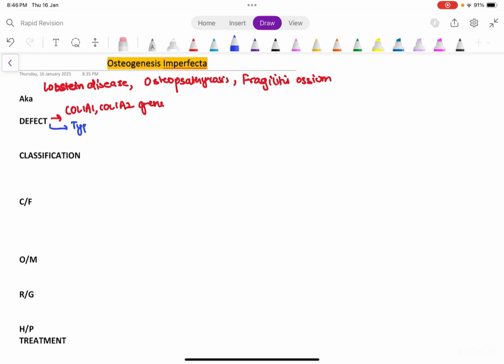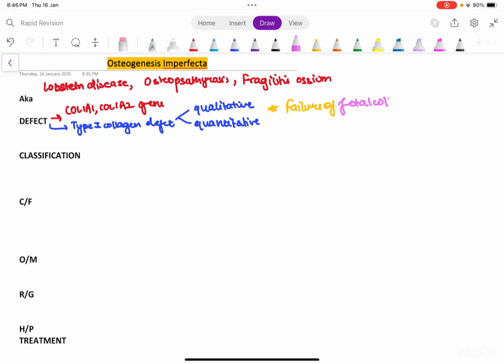All right, now it is a defect basically in the COL1A1 and COL1A2 gene. In this, it is basically a type 1 collagen defect. It can be qualitative as well as quantitative. Main feature is that it is the failure of fetal collagen to get converted into mature collagen. All right, then these are the defect types.